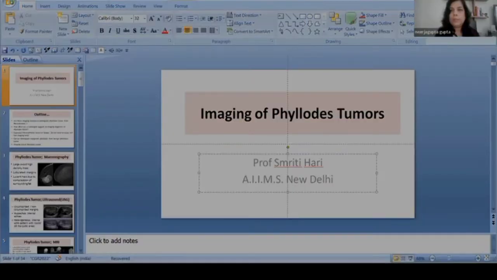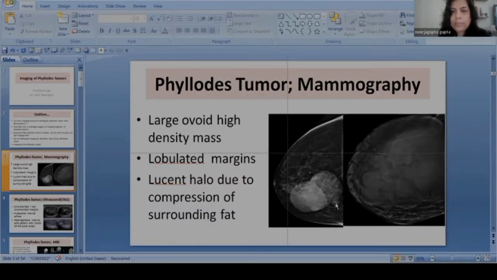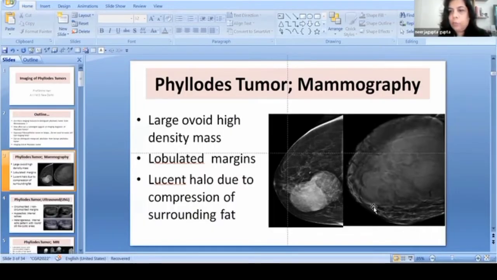It is full screen. Ovoid, round, and well circumscribed margins. They get more and more lobulated as the tumors grow in size. And very often, you see a lucent halo, which is because of the compression of surrounding fat. And we find that to be reassuring because that means there is no infiltration in the surrounding tissue.